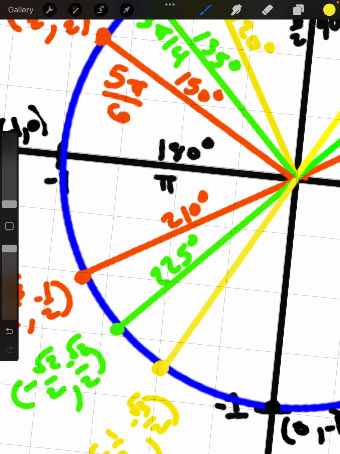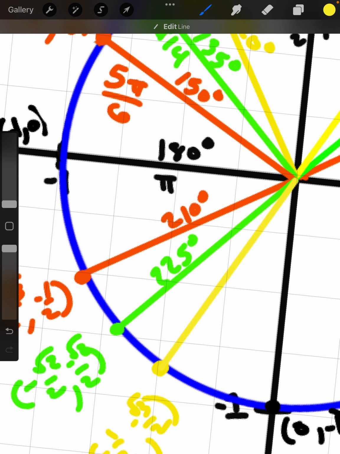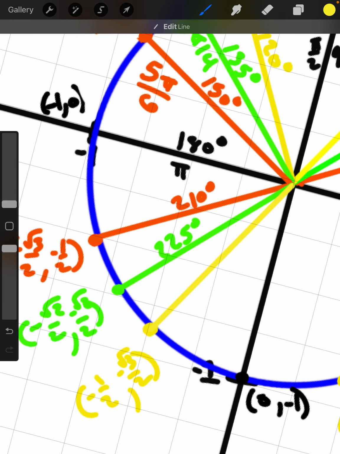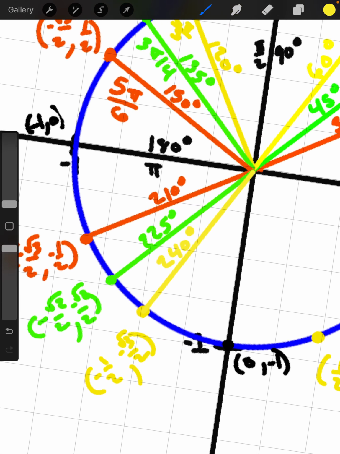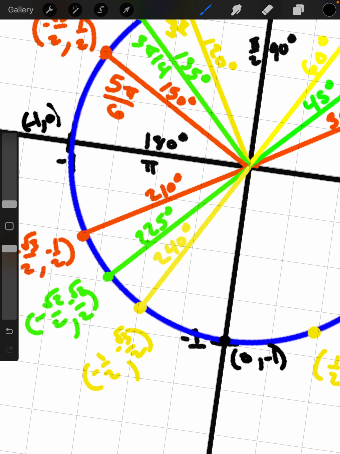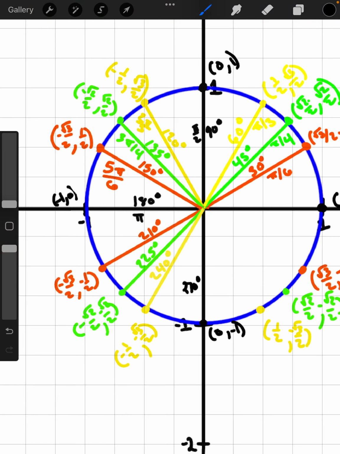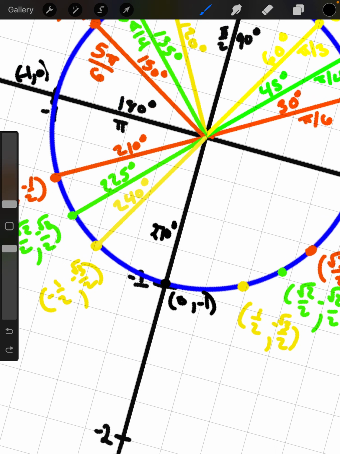And then again, following the pattern, 30 plus 15 plus 15 again. So 225 plus 15 is going to take me to 240 degrees. And then again, following that pattern, 30 plus 15 plus 15 plus 30. So 240 plus 30 gives me 270 degrees. And that makes sense. 90, 180, 270. If we add 3 right angles together, we would end up at 270.